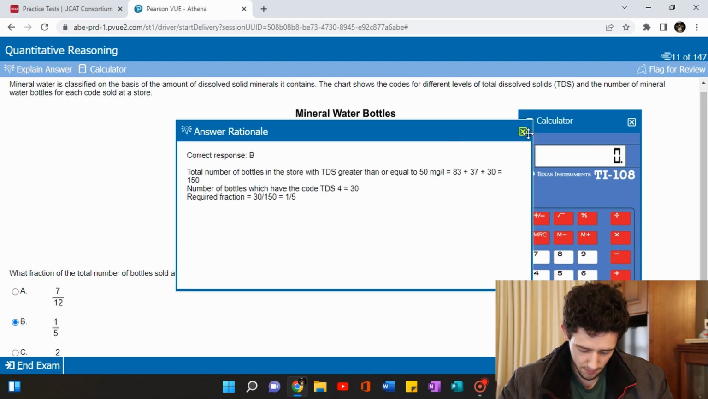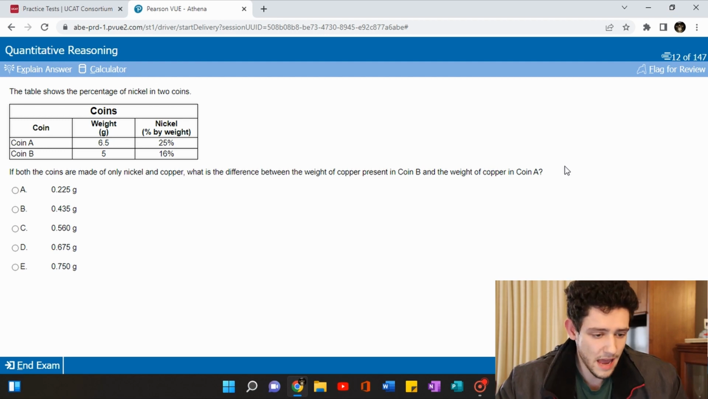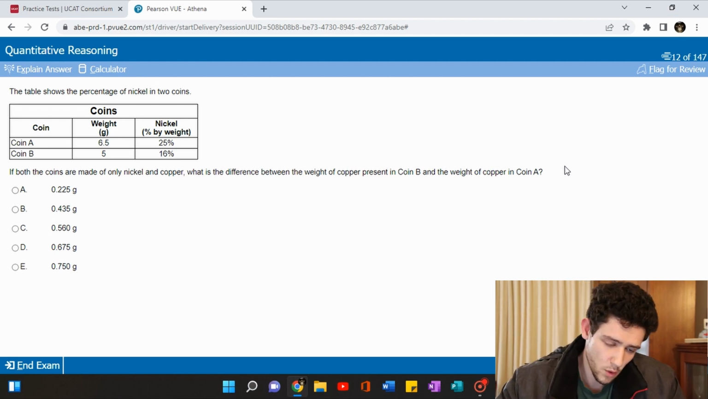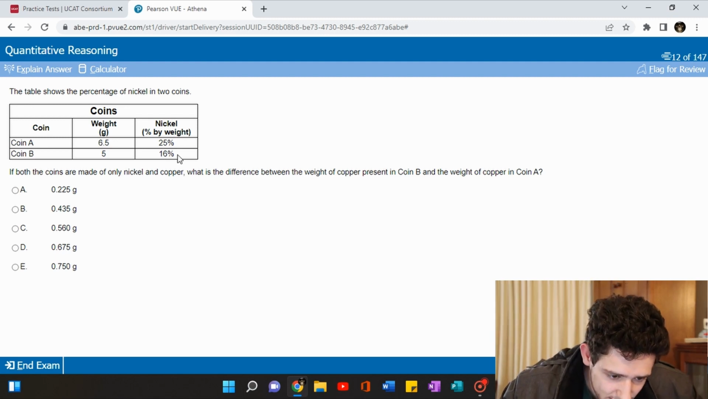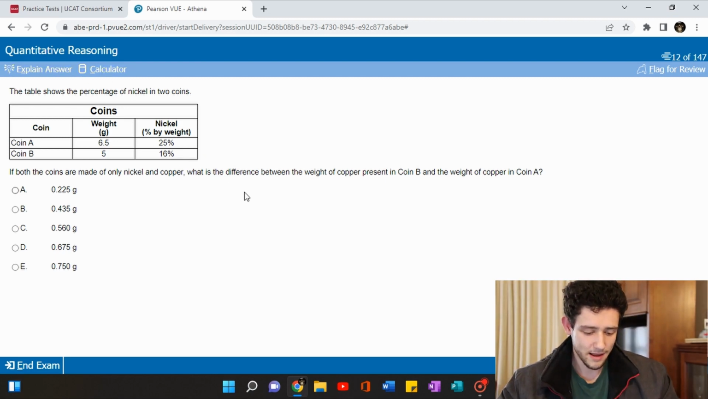That's correct. Cool. Okay. So the table shows the percentage of nickel in two coins, coin A and coin B. If both the coins are made of only nickel and copper, what is the difference between the weight of copper present in coin B and the weight of copper in coin A? So we want to figure out how much copper is in each coin. Coin A weighs 6.5 grams and it has 75% copper. Coin B weighs 5 grams and it has, 100 take 16, is 84% copper. So we'll calculate how much copper is in coin A first.